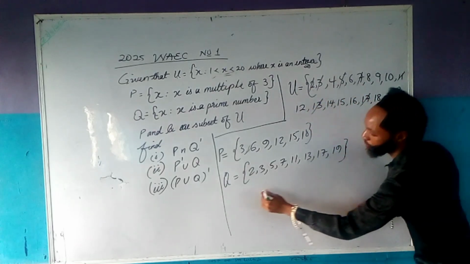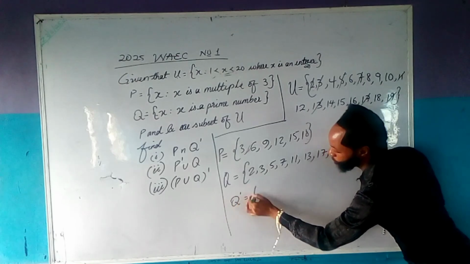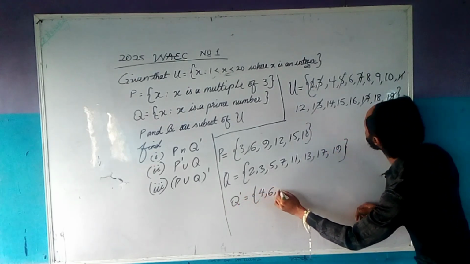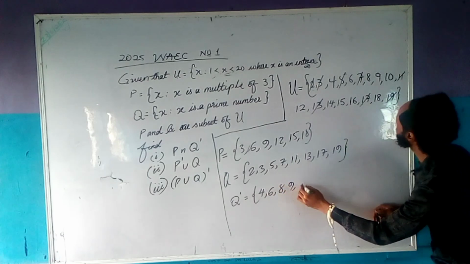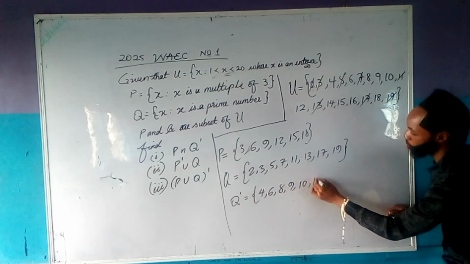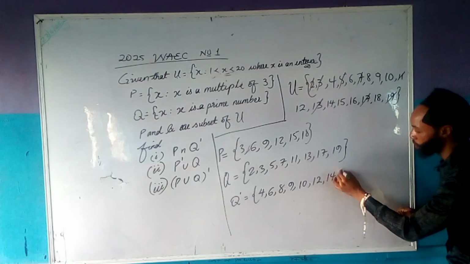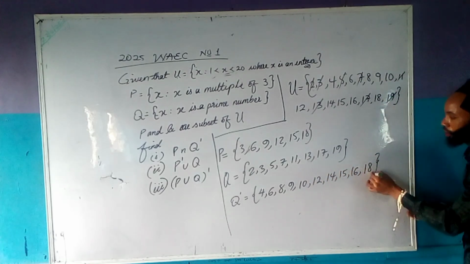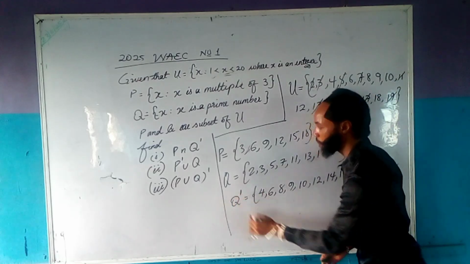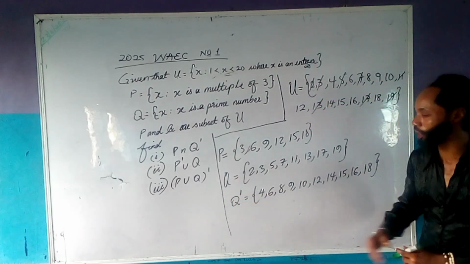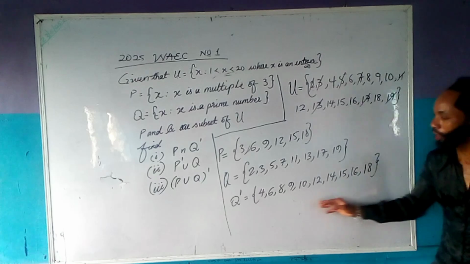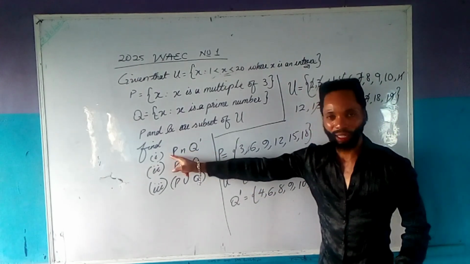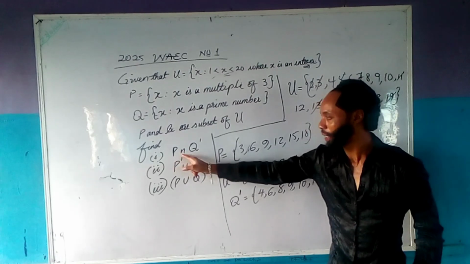So what do we have left? Whatever we have left becomes our Q complement. We have 4, 6, 8, 9, 10, 12, 14, 15, 16, and 18. So this is our Q complement. Q complement becomes a set of its own. Now we are asked to intersect it with what? P. So P intersection Q complement.